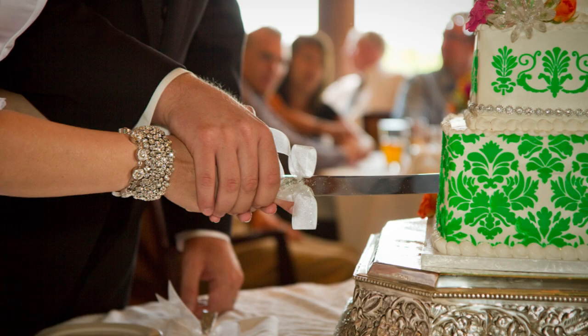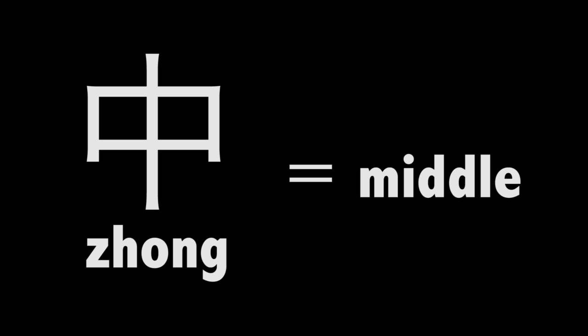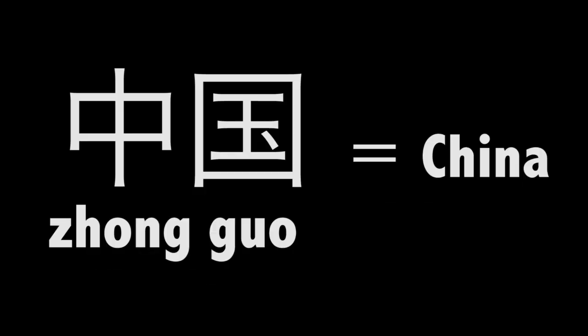If you cut a cake, then you often do that through the middle. So this sign means middle. Here you can see middle country, and that is China. Long ago, if people made a map, then obviously you would place your own country in the middle. So the middle country, that is China.